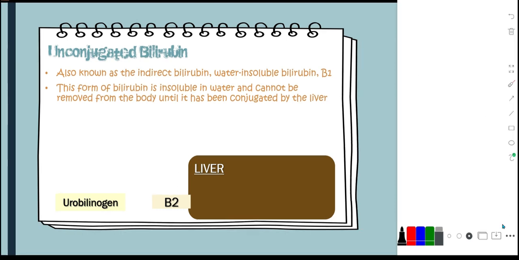And testing for the presence or the level of urobilinogen and B2 in urine samples could actually help us differentiate the particular cause why our patient has jaundice. So later, we could classify jaundice again as prehepatic, hepatic, or post-hepatic.